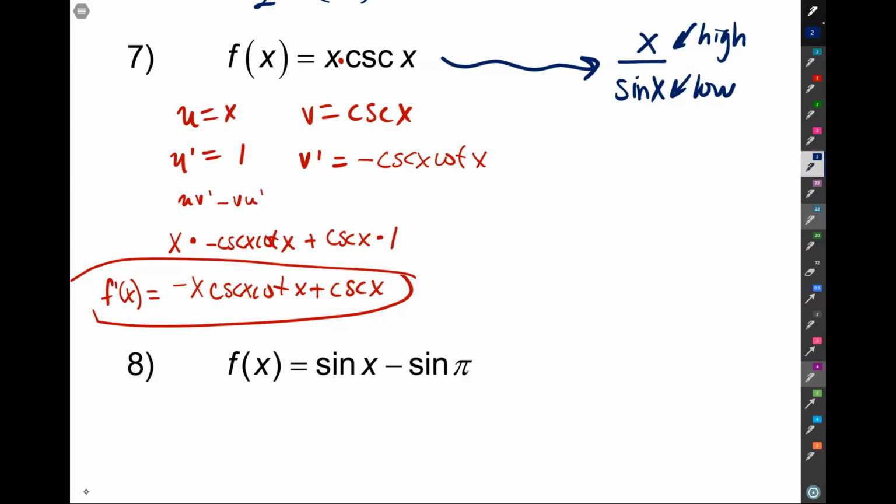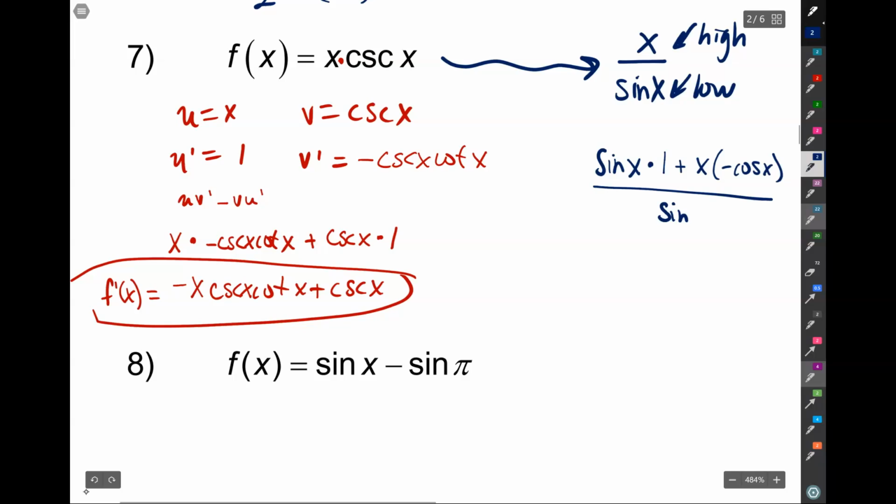All right, so low, d high, plus high, d low, cross the line, square the low. So I'm showing you how to do it if you're using quotient rule. So this is literally sine x over sine squared x, plus, let's see, I'm going to have it be a minus x times cosine x over sine squared x.